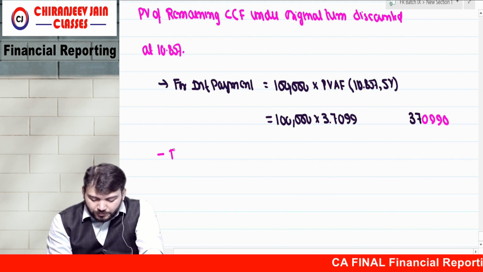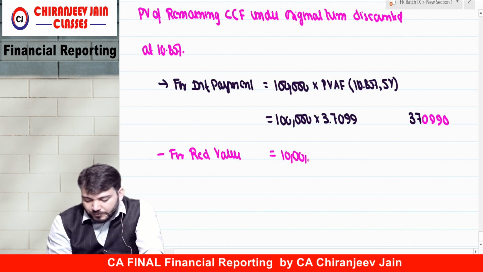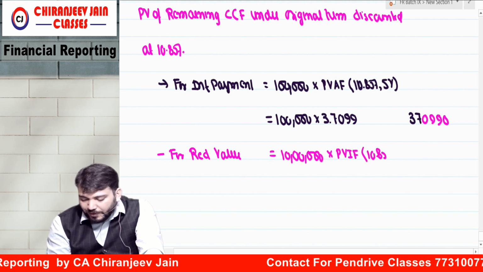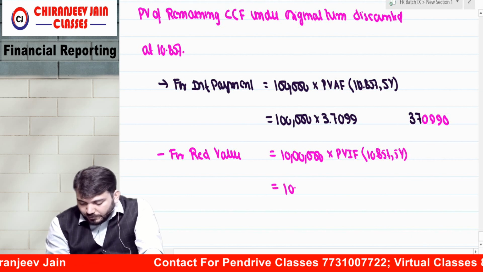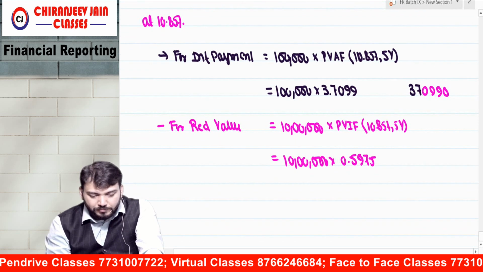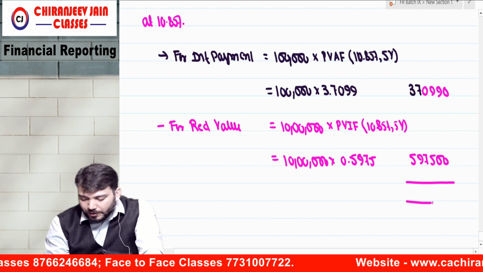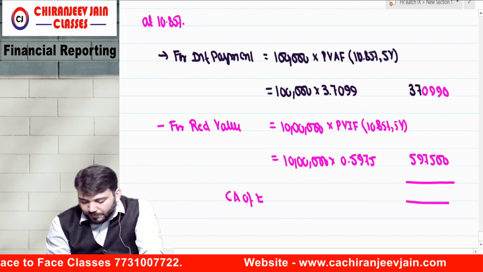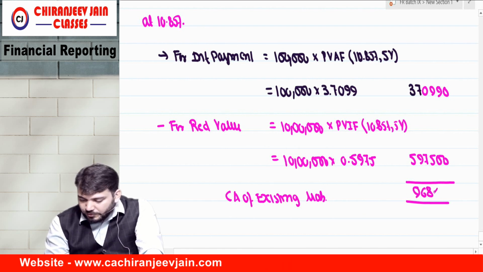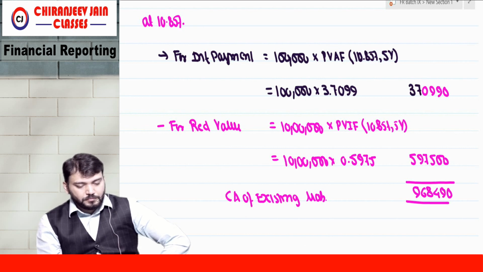Then for redemption value, under original term it is 10 lakh multiplied by what? Present value factor at 10.85% for 5 years. How much? So 10 lakh multiplied by 0.5975 is equal to what? 5,97,500. So this is the carrying amount of existing liability, 9,68,490. Correct?